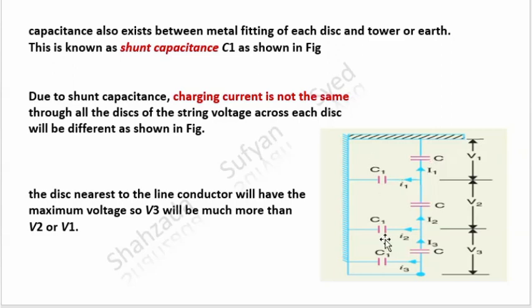And due to this shunt capacitances, the potential difference does not remain constant. As a result, the disc which is near to the line conductor, here the lowest one, will have the maximum voltage, and as you move away from the line conductor, the voltage will decrease. Unlike the previous one that was mutual or self-capacitance, where the voltages remain same, in the shunt capacitance the voltage does not remain same.